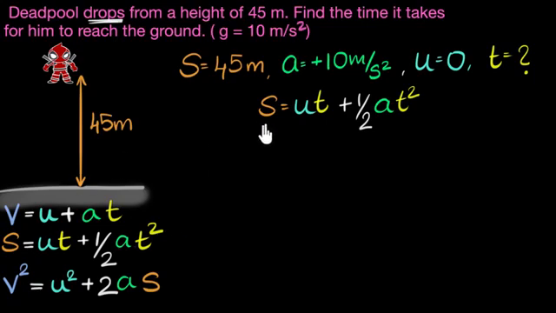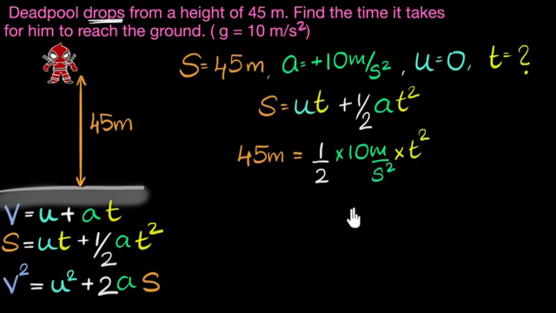Okay, let's go ahead and substitute. s is 45 meters. That equals u, which is 0, and so this whole term goes to 0, which I will not write, plus half times a, which is 10 meters per second squared, times t squared. Now all we have to do is solve this equation and we'll be done. So let's simplify this. 2 goes 5 times. And a meter cancels over here. And the 5 goes 9 times over here.